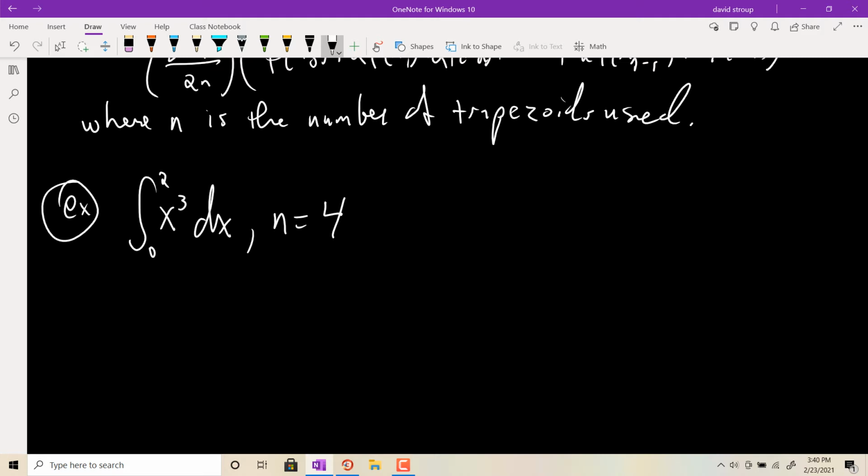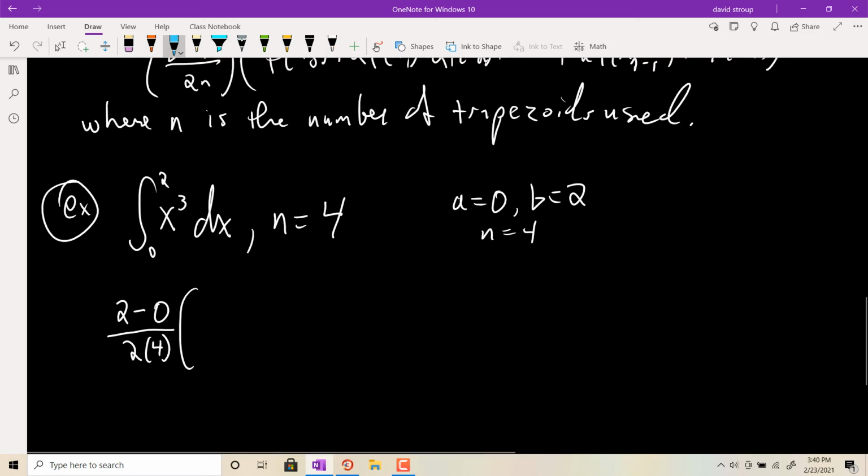Okay. So the formula, right? So I have 2 minus 0. That's b minus a. So a is equal to the bottom limit on the integral, and then b is equal to the top limit on the integral. So the 0 is on the bottom, and then 2. Then we have n is 4. So b minus a is 2 minus 0 all over 2 times n, which is 4, times what is the f of x? Well, that's just the thing inside the integral. So this is f of x. Okay? That is our f of x.